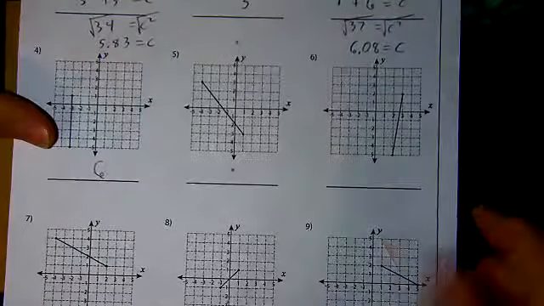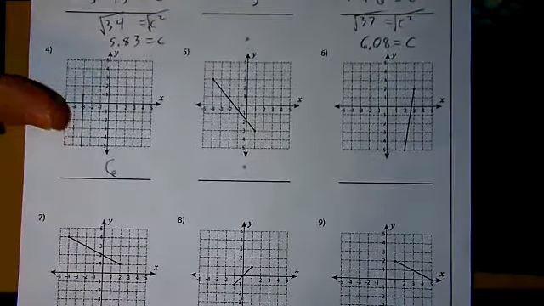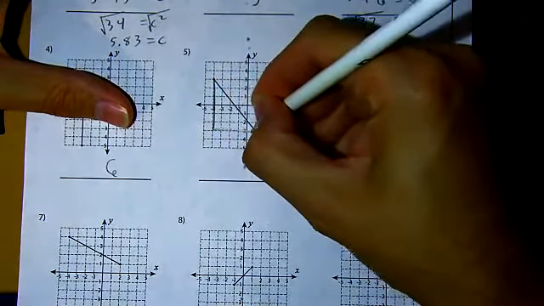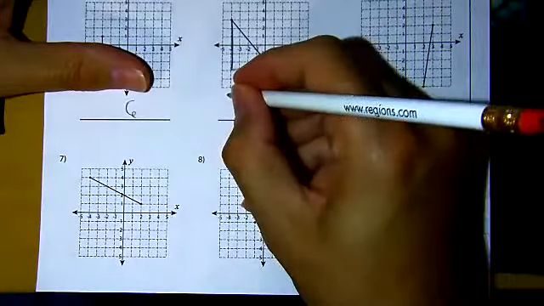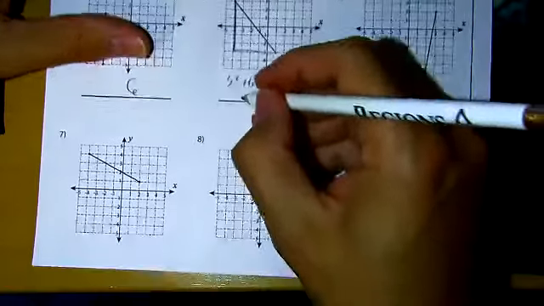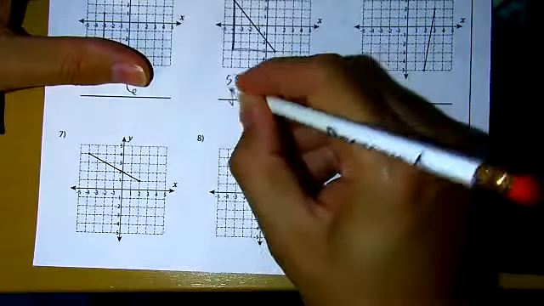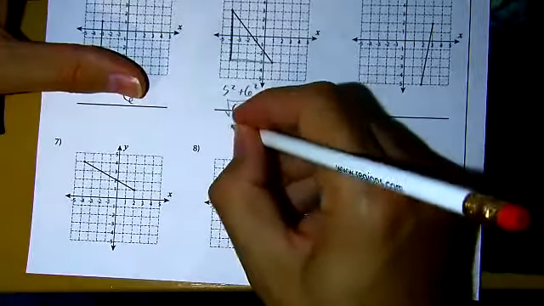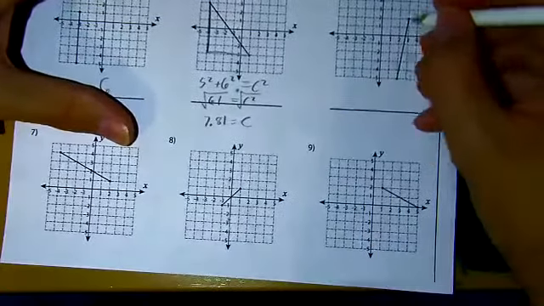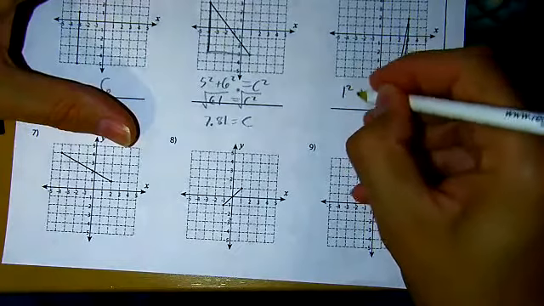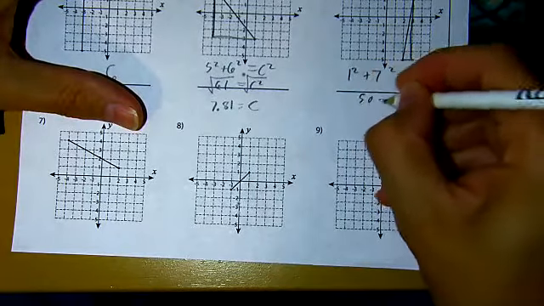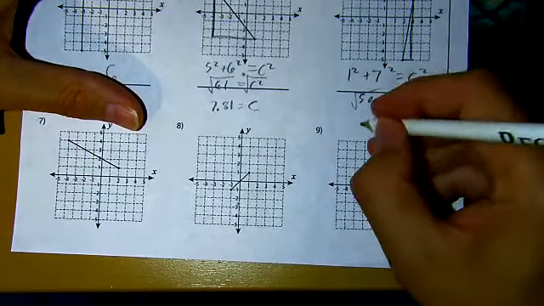So go ahead and pause your video and solve these 2 problems. We got 5 squared plus 6 squared, which is 61. Take the square root, and you end up with 7.81. Over here you've got 1 and 7, which is 50. Take the square root, you end up with 7.07.